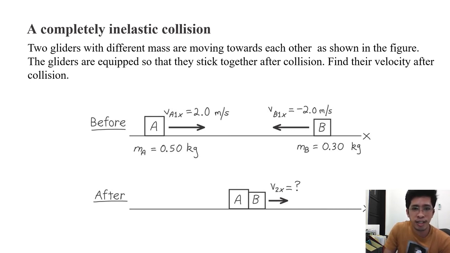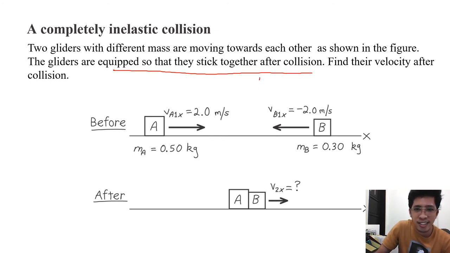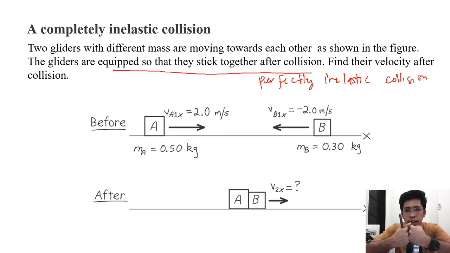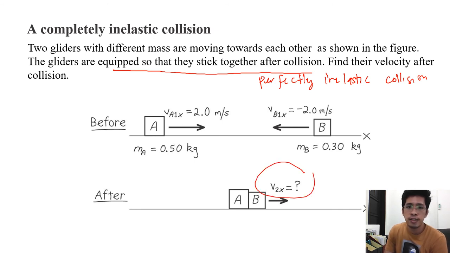So we have this important hint here. The gliders are equipped so that they stick together after collision. So this statement here says that this is an example of a perfectly inelastic collision. Okay? So after they collide, they stick together and then they move together as one. So this is the problem. Your mass A is 0.50 kilograms, your mass B is 0.30 kilograms, VA1x is 2 meters per second, VB1x is equal to negative 2 meters per second. Our target is to solve for V2x. And this is just a one-dimensional problem. So let's solve this one.